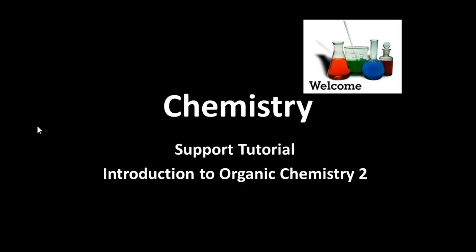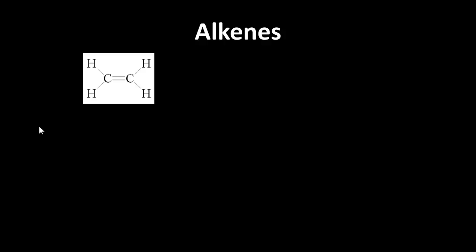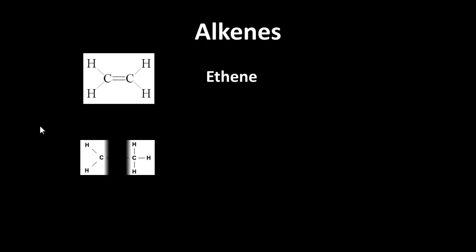In this little tutorial, we're going to continue our introduction to organic chemistry. So let's look at the next group, alkenes. You remember the first tutorial was on alkanes. Here's our simplest alkene, and you can see that we've got a double bond between the two carbons that form our chain. This alkene is called ethene.